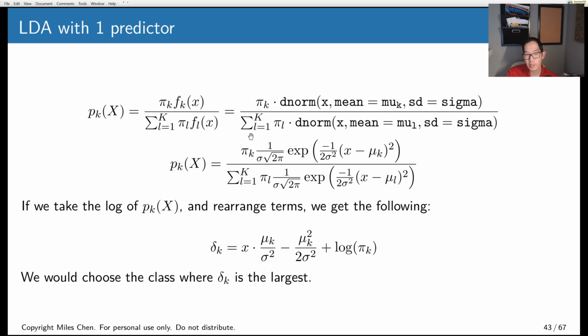If you take the log of this whole function and rearrange some terms, the result, this is not sigma, this is delta, is delta sub k of x equals x times mu sub k divided by sigma squared, minus mu sub k squared over 2 sigma squared, plus the log of the prior. And you would just choose the delta k that ends up being the largest.